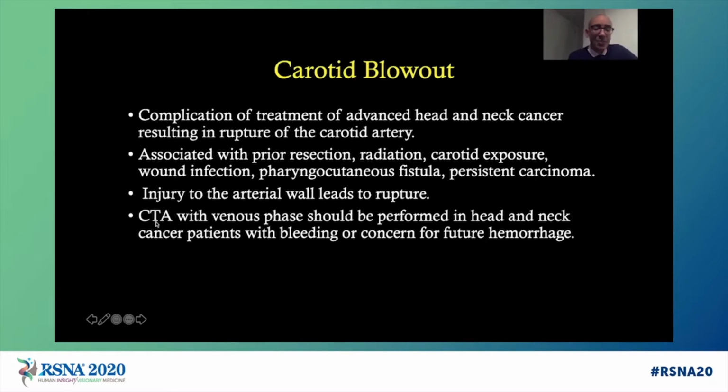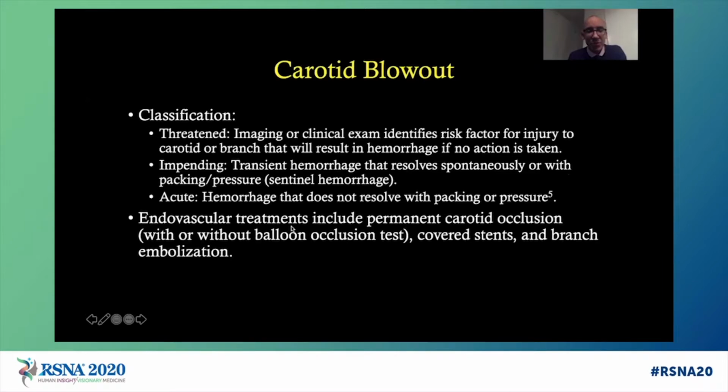We investigate this with CTA, and then in addition to the arterial phase images, venous phase images are helpful to help you get a better understanding of what's going on around the vessel in the soft tissues. So carotid blowout is classified as threatened, where imaging or clinical exam identifies a risk factor for injury to the vessel that will result in a hemorrhage if nothing is done.